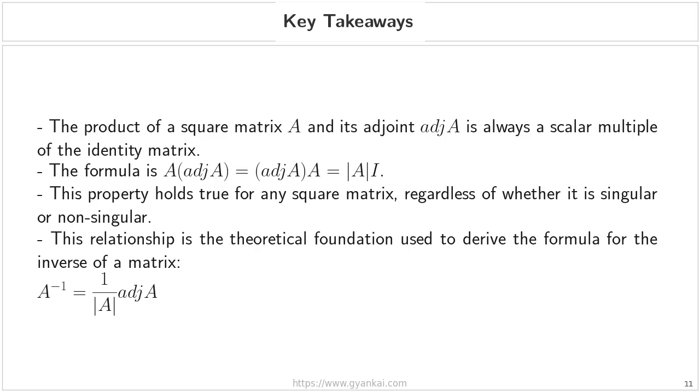Finally, I want you to realize why this matters so much. This relationship is actually the theoretical foundation used to derive the formula for the inverse of a matrix. If you look closely at the relationship we've proven, you can see how we arrive at the formula for an inverse, which is 1 over the determinant of A, all multiplied by the adjoint of A. This is the very tool you will use to find matrix inverses in our next lesson.